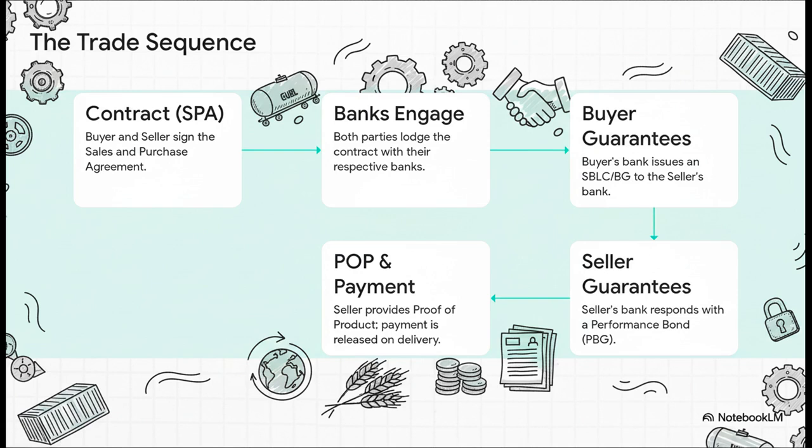The buyer's bank puts up the SBLC, proving the money's ready to go. Then, the seller's bank answers back with a performance bond, which guarantees they'll actually deliver. It's only after these bank-backed promises are in place that the seller shows their proof of product.